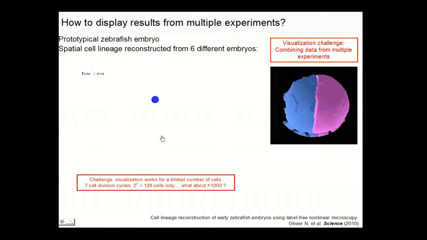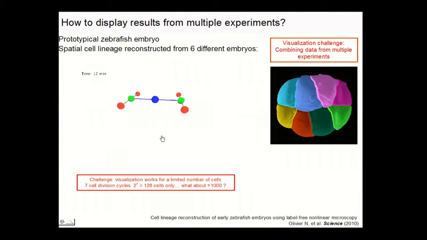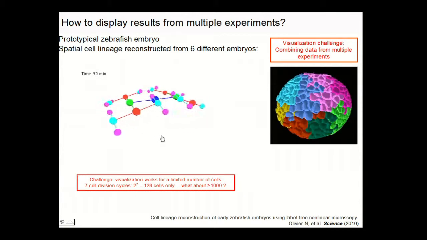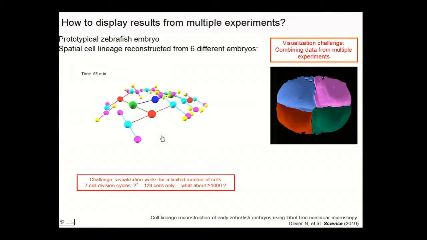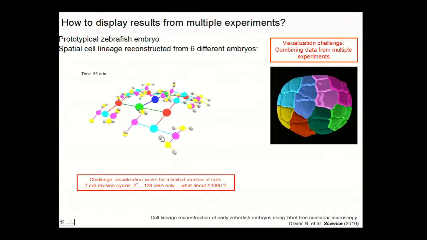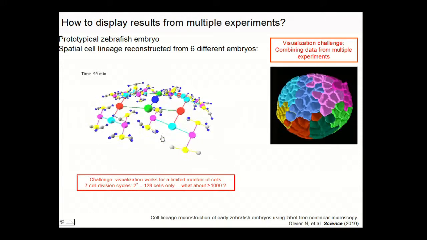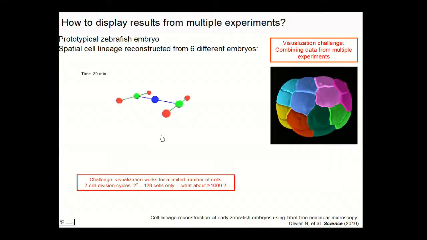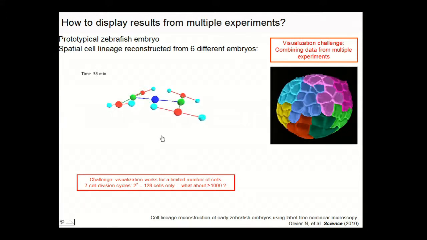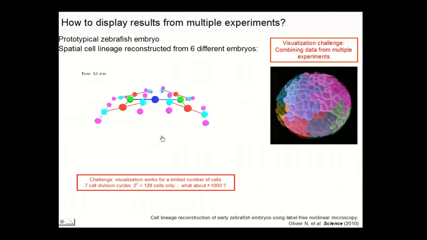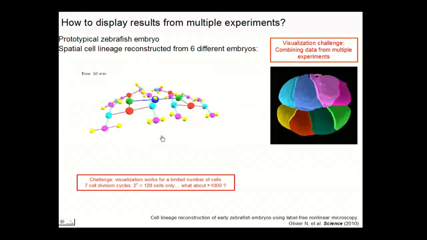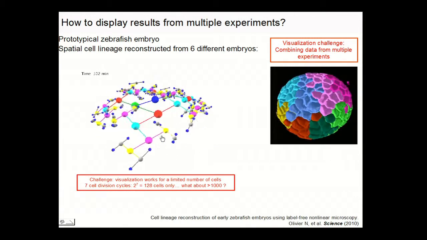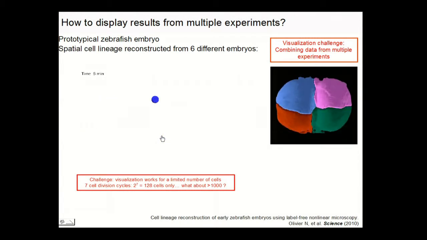So it's really nice. Here you can combine the data from different experiments on that kind of graph, but it's limited in terms of how many cells you can follow. Here at the end we have 128 cells, after only 7 cycles of cell division, and the embryo will quickly reach thousands of cells, so it will not work for later stages. So visualizing data from multiple experiments, especially when you start with multidimensional data, is really an issue.